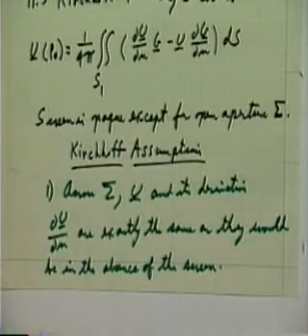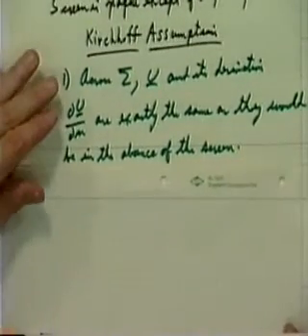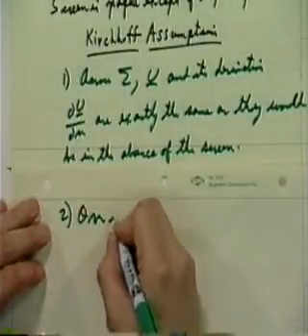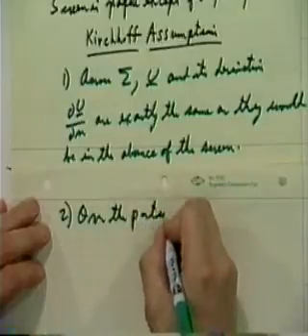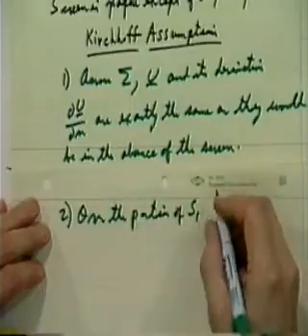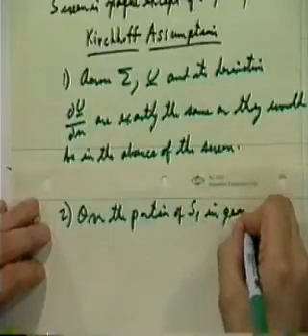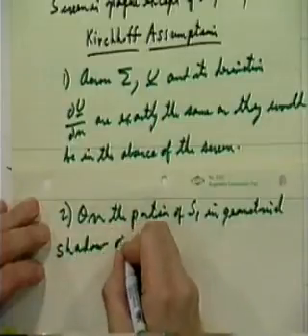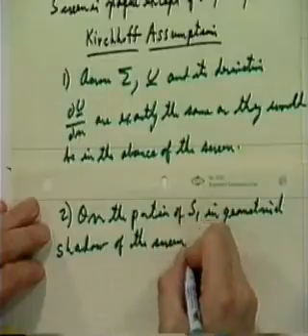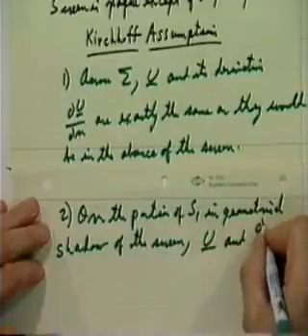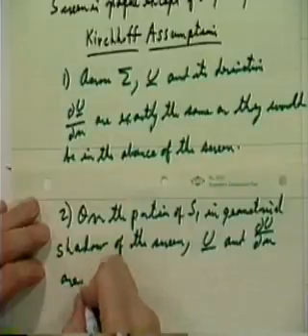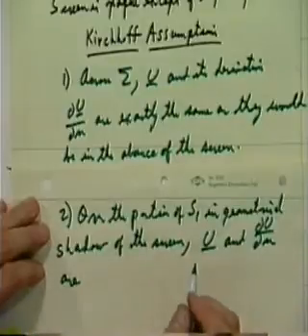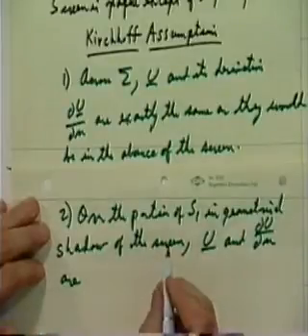The second assumption, then, according to Kirchhoff, is that over the portion of S1 in the geometrical shadow of the screen, u and partial of u with respect to n are, if you were going to make an assumption, what would you guess they are? About 0, okay?